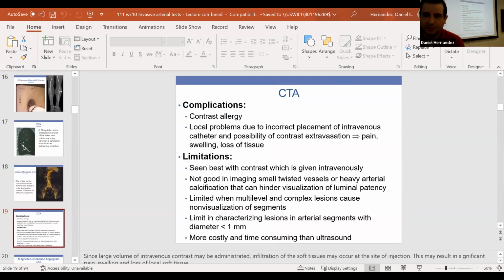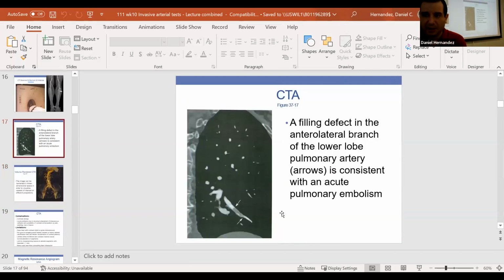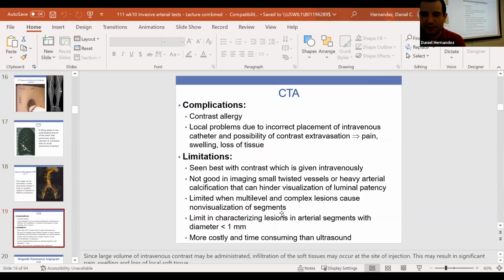So some limitations for that CTA, again, if they're allergic to contrast, or if they have any sort of renal function problems, we can't use the contrast. So both angiography and CTA, we need that contrast in order to be able to image these vessels. Unfortunately, they typically cost more than doing an ultrasound. So in terms of cost effectiveness, ultrasound is more beneficial.